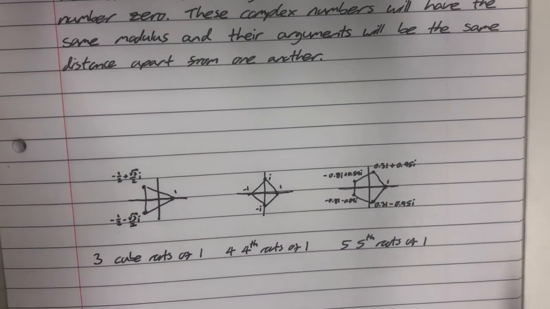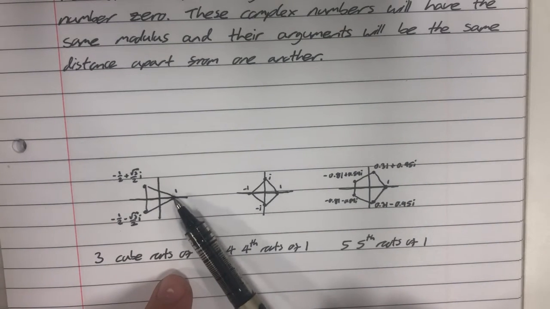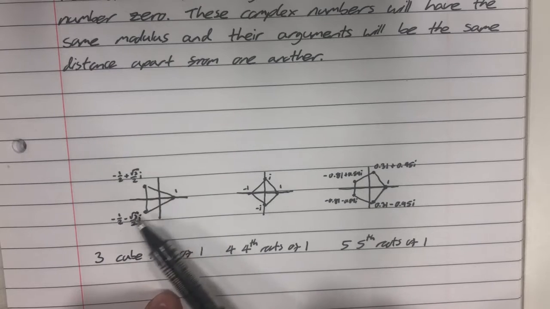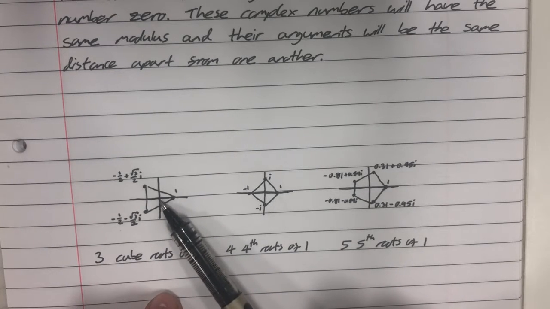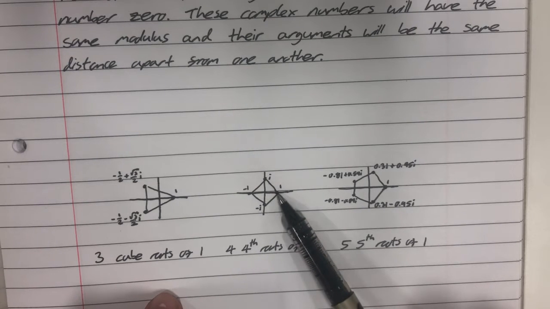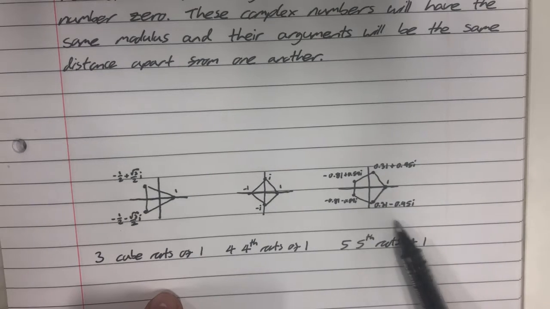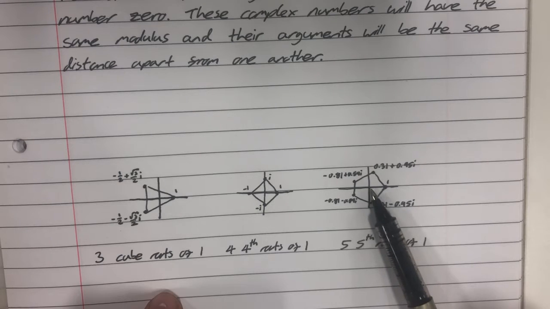So just to illustrate the one that I did previously, I cube rooted the number 1, and I got these 3, and they form an equilateral triangle centred on the number 0. If you take the fourth root of the number 1, you get 1, -1, i and -i. We can clearly see that's a square centred on the number 0. And the fifth roots, you get a nice little pentagon there. And the argument here is half of the argument here, and similarly the argument of this one is half the argument of that one. Okay.